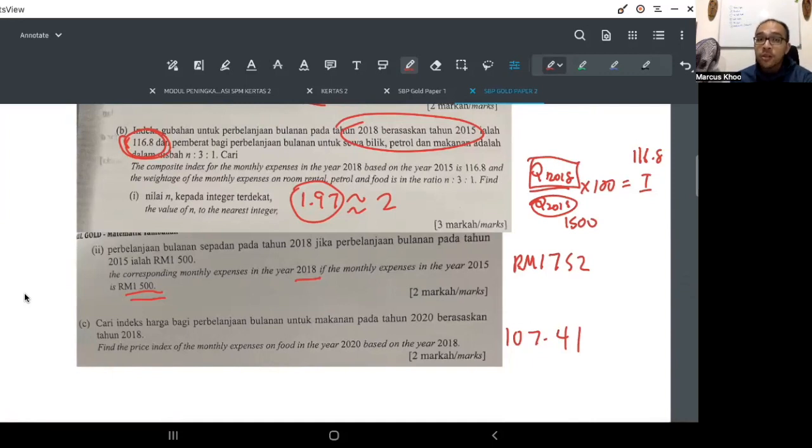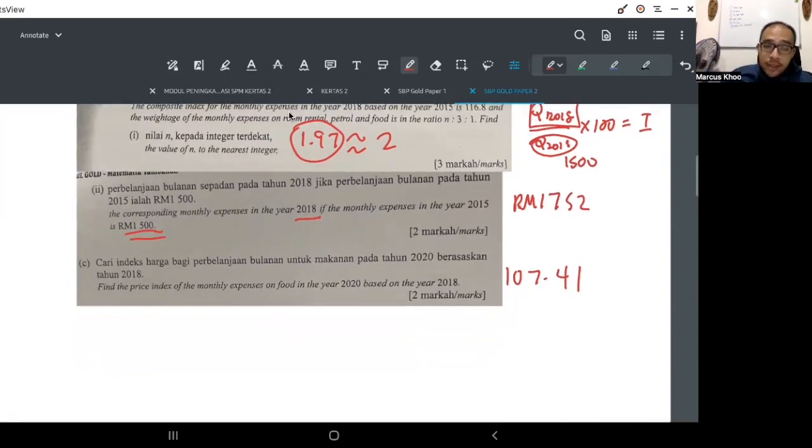So don't be afraid to use the composite index to find the price, because composite index is also an index, but it's an index which takes into account more than one part, not just one part. A normal index number is just one part only. But composite index takes into account different aspects and the weightages involved. Find the price index of the monthly expenses 2020 based on the year 2018. This one must appear; as long as there are three years, this must be there.